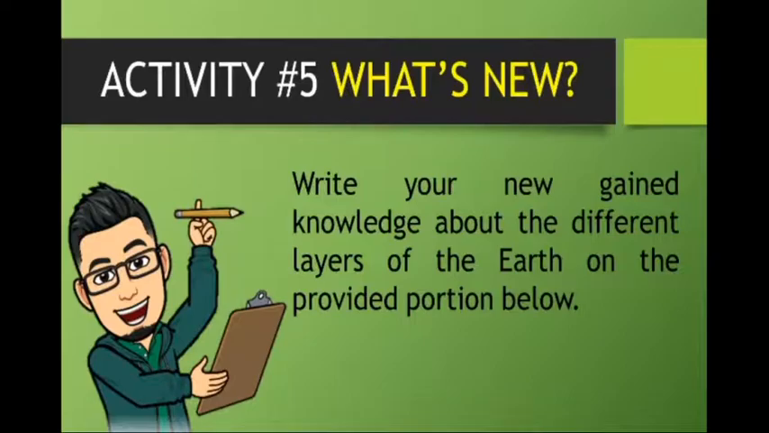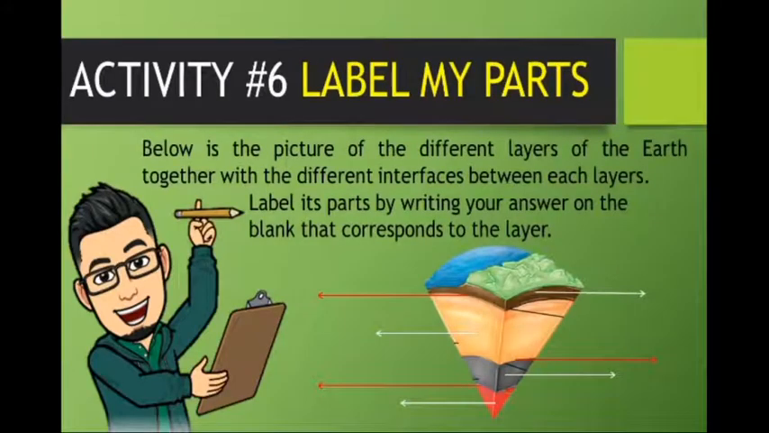So kindly answer page number 7, activity number 5, what's new? So this time you're going to write your newly gained knowledge about the different layers of the Earth in the provided portion below. Next, you're also tasked to do activity number 6, label my parts. So below is a picture, but this time it includes the different interfaces between each layer. So label its parts by writing your answer on the blank that corresponds to the layer.